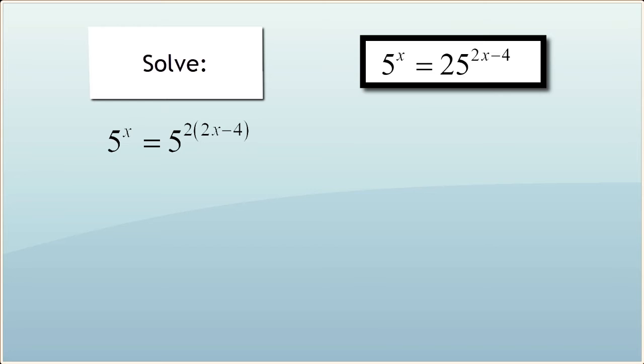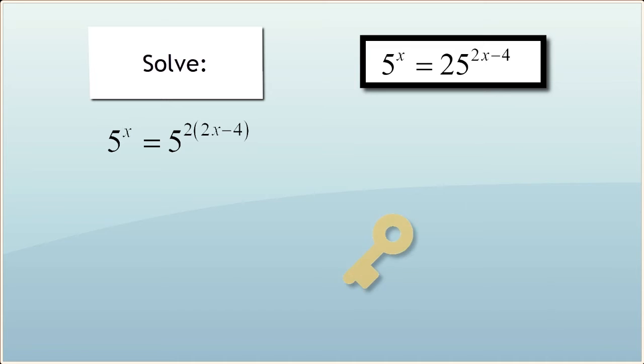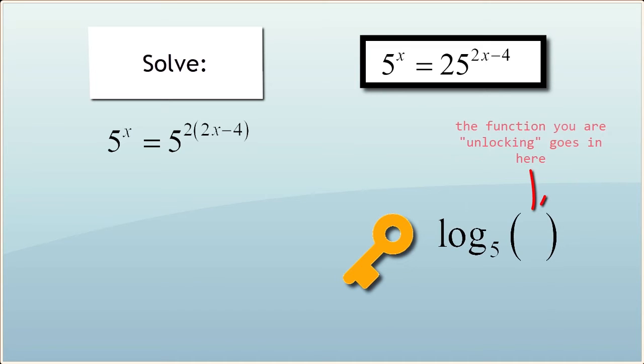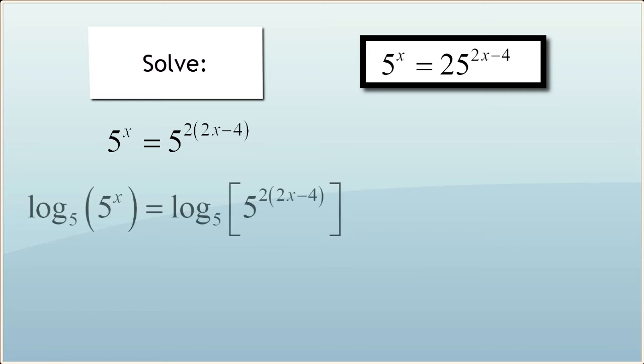A logarithm is the inverse or opposite function of an exponential function. Basically, the number 5 has locked something away in its exponent, so we'll retrieve it using the key, which is a log 5 function. Note that the base of the log function has to match the base of the exponential function. Applying the log function to both sides, we can now yeet the exponents from both sides.